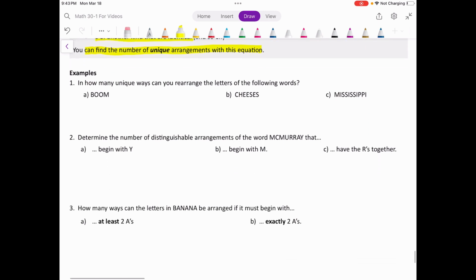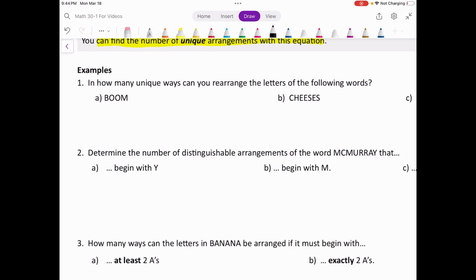Okay, let's try it out here in some words with repeated letters, identical elements. All right, so first up, in how many unique ways can you rearrange the letters of the following words? First up, boom. All right, well, there's 4 letters, right? There are 4 factorial ways to arrange 4 letters, okay? So 4 letters, but we'll make note that there are 2 identical O's, right? And switching those around doesn't actually give us a new arrangement, okay?